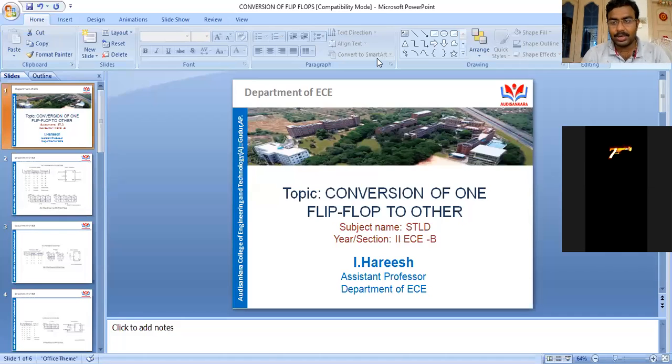Okay, guys, let us start the concept we're going to discuss today. That is about a conversion of one flip-flop to another flip-flop, or we can call it a design of one flip-flop from another flip-flop. Guys, yesterday I gave you a brief description regarding how we can convert a given flip-flop to another flip-flop.